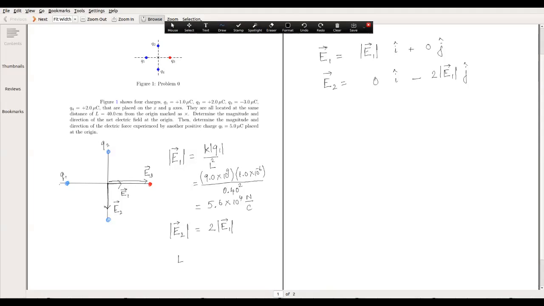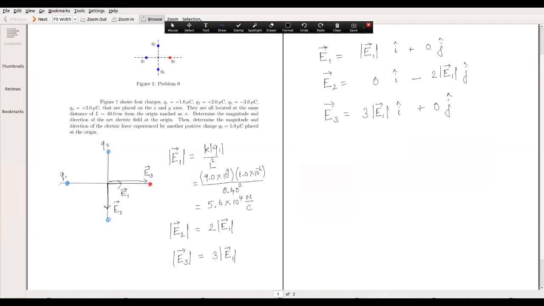Magnitude wise, it is clear that it will be 3 times the electric field E1, because only the charge has increased in size, while the distances remain the same. That's 3 times E1. So representing that as a vector, E3 is horizontal to the right, so it is 3 times E1, where E1 itself is 5.6 into 10 raised to 4, and no vertical component.